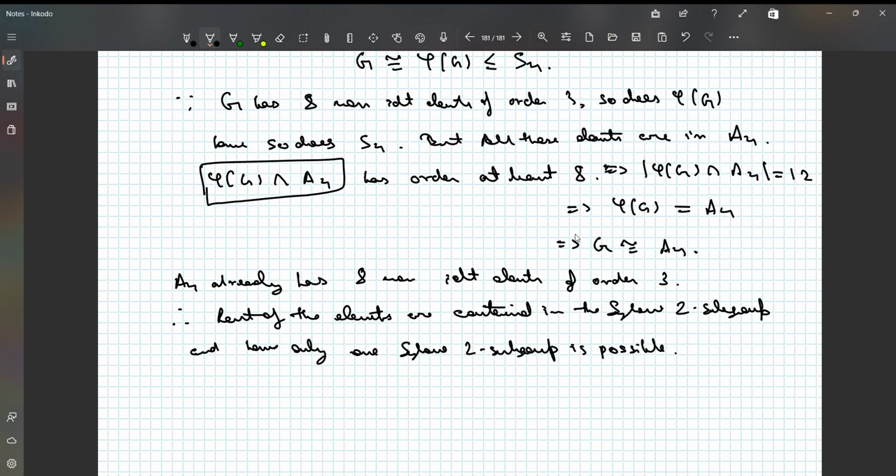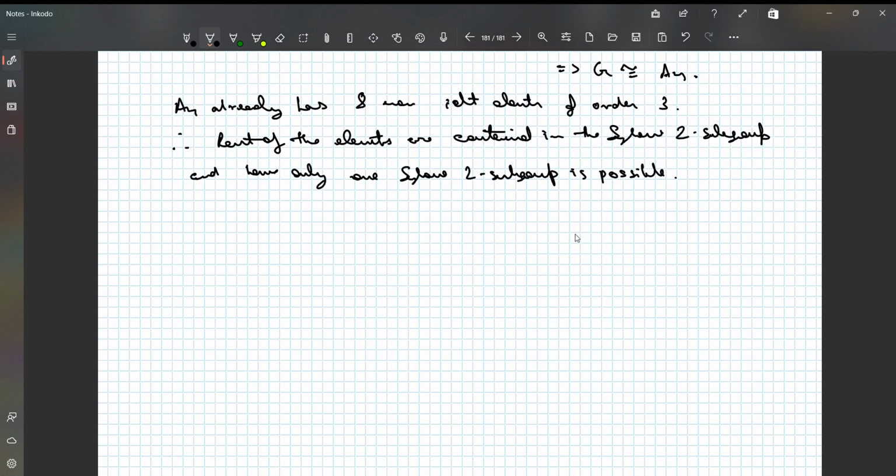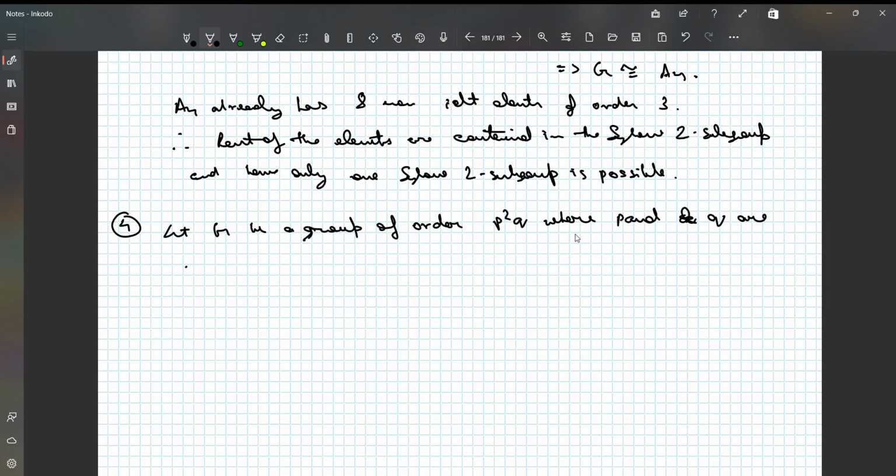Okay. Now let's talk about groups of order p squared q. This is a simpler case. So this is number 4, right? Let G be a group of order p squared q, where p and q are distinct primes.